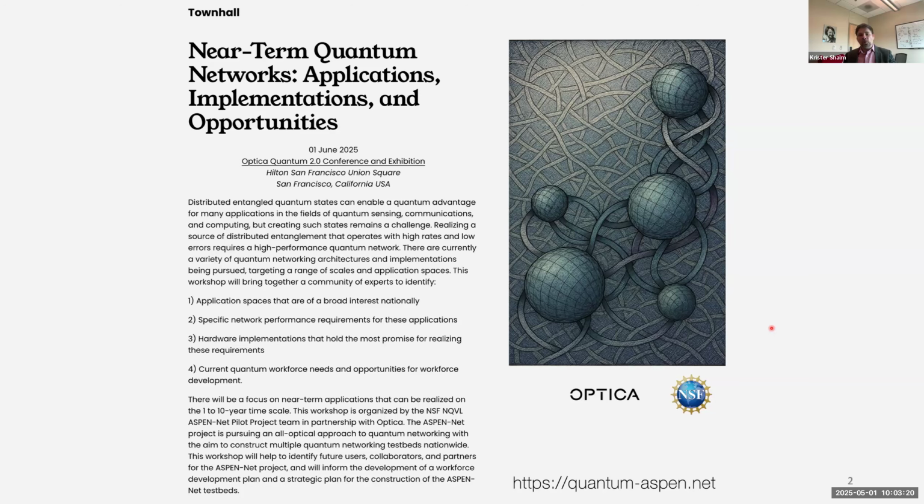Okay. So our project is really based around single photons generated from the process of spontaneous parametric down conversion.